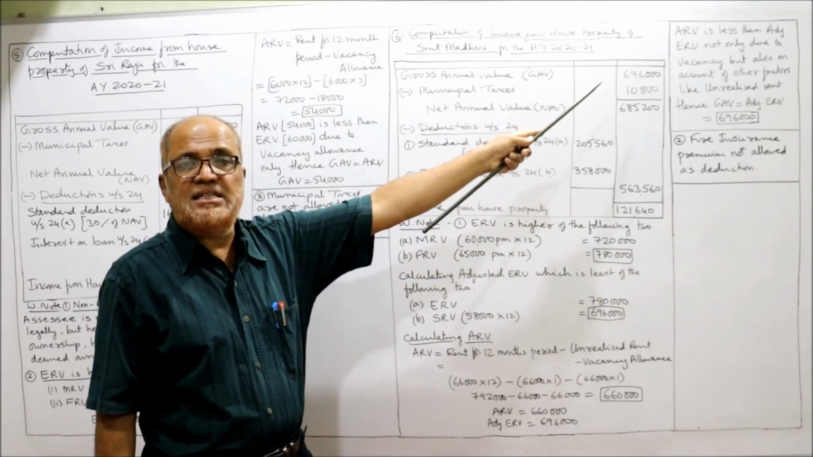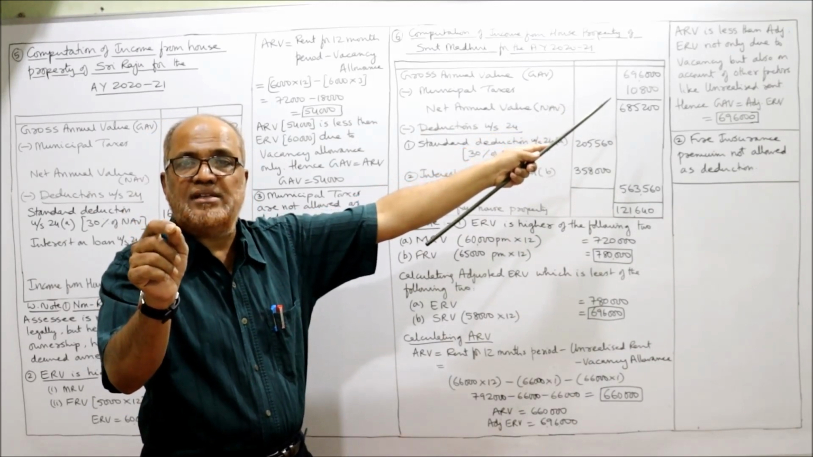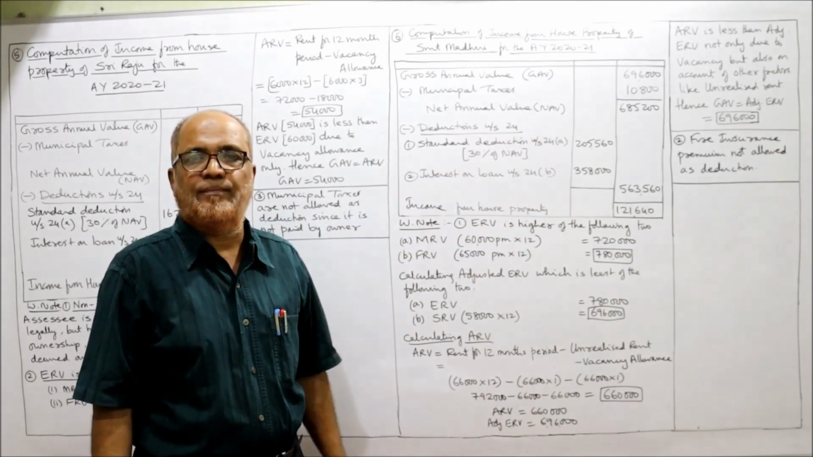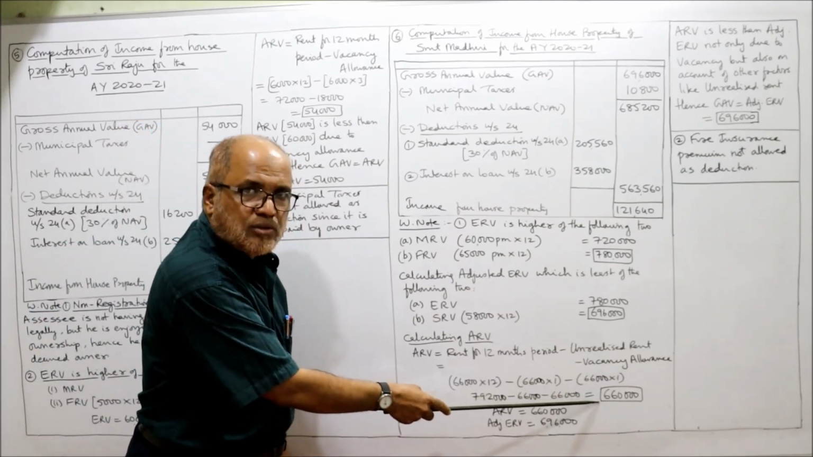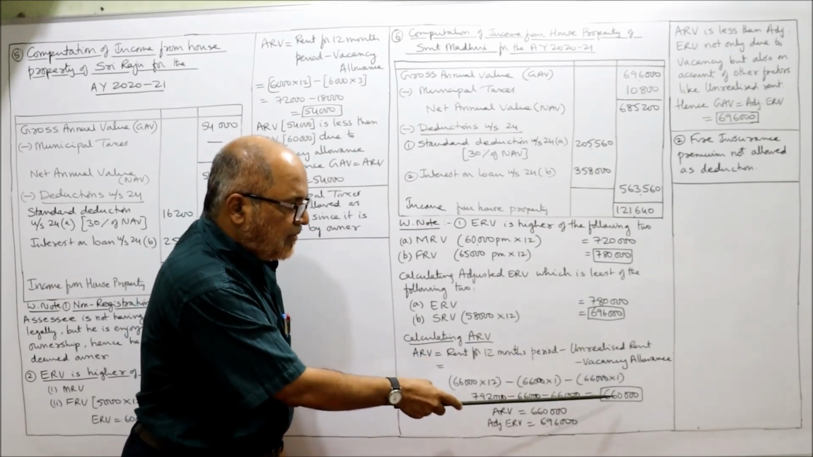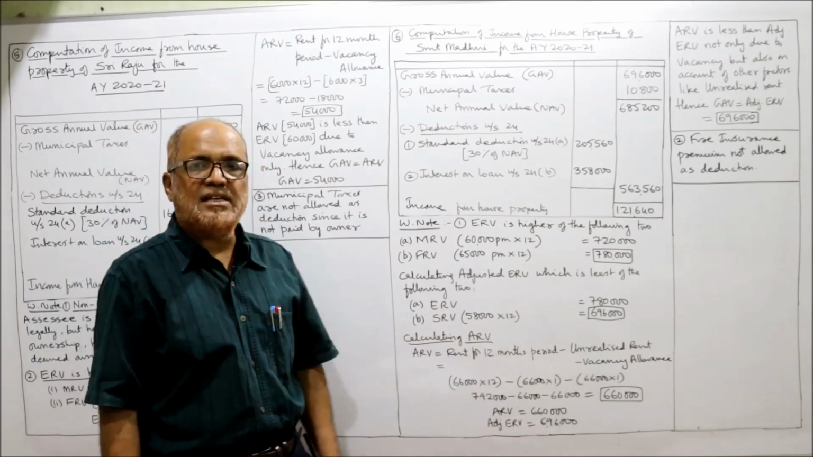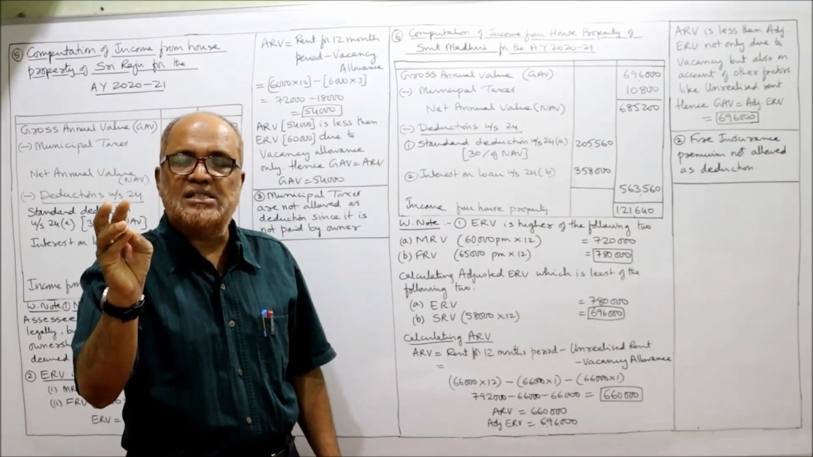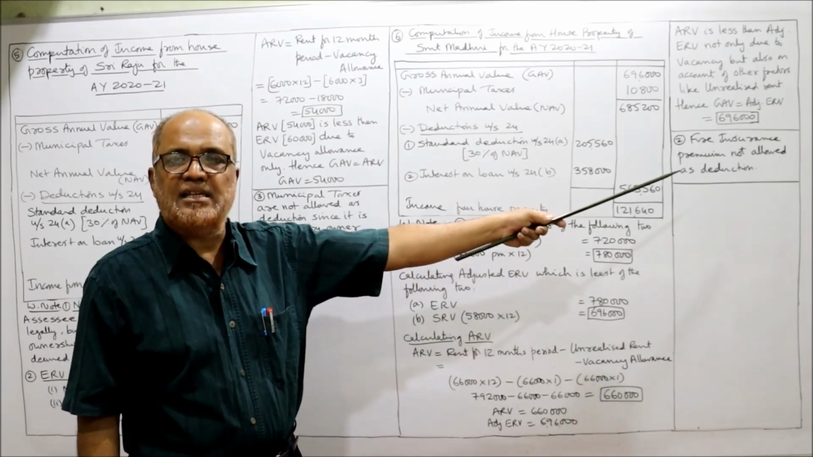ARV is less than adjusted ERV not only on account of vacancy allowance but also on account of other factors like unrealized rent. Here ARV is definitely less, 6,60,000, compared to 6,96,000. If you compare ARV with adjusted ERV, ARV is less. This ARV is less not only on account of vacancy allowance but also on account of other factors. The other factors are unrealized rent.